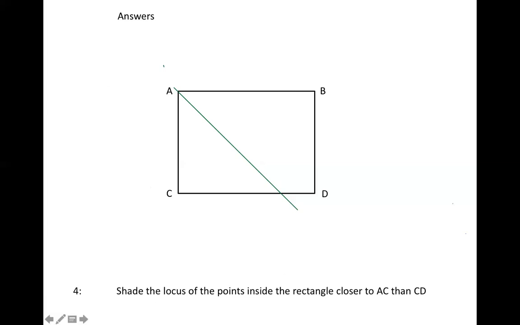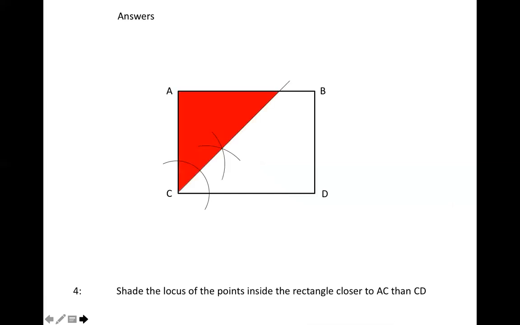Okay, so I have a small arc here. With the same distance, I cut another arc, I make a line, and then I shade.